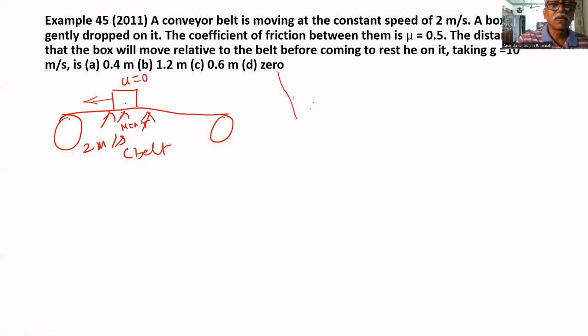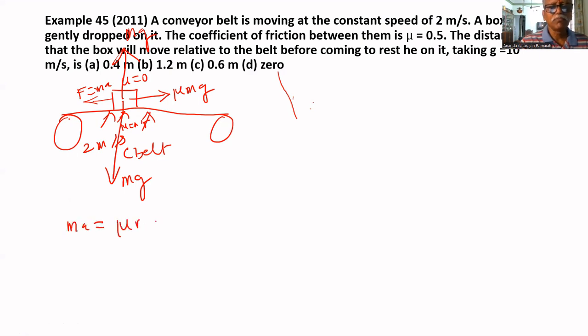What is the force acting downward? Mg. Therefore, the normal force is also equal to mg. The box moves in this direction, which means mu mg acts in the opposite direction. F equals mass into acceleration. Therefore mass into acceleration must be equal to mu mg. The mass gets cancelled. Therefore, a equal to mu g. But we do not know the distance; let it be S.